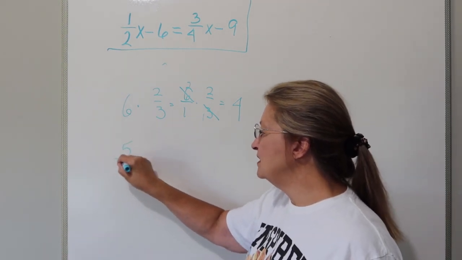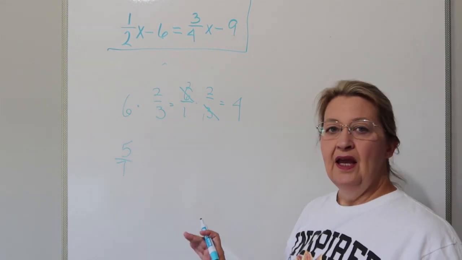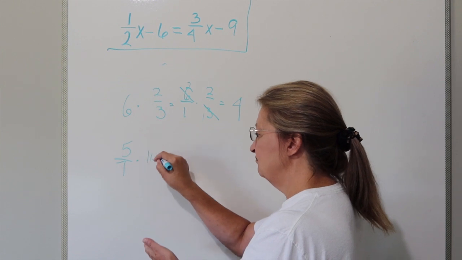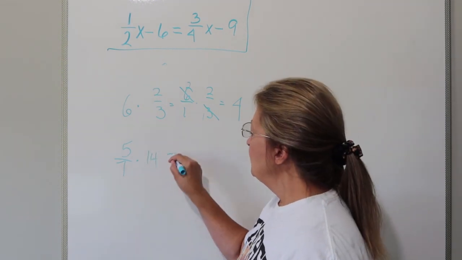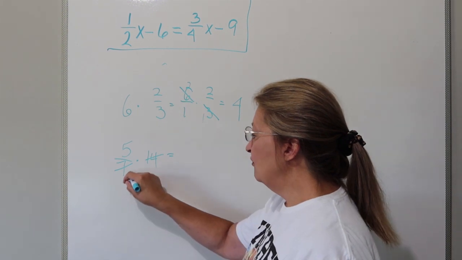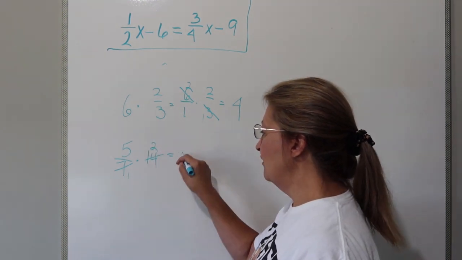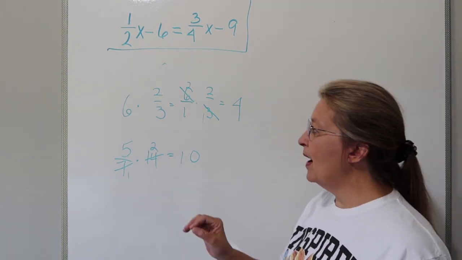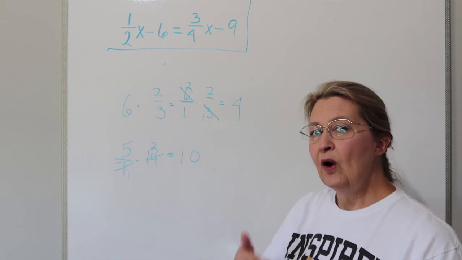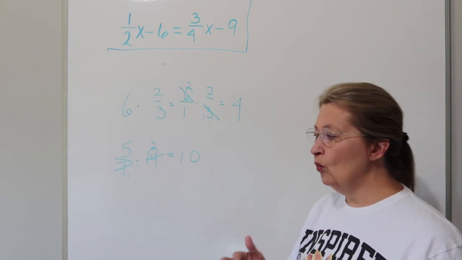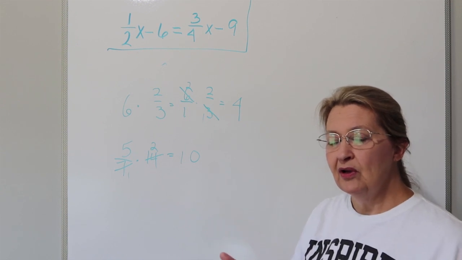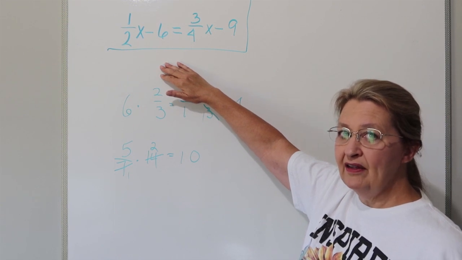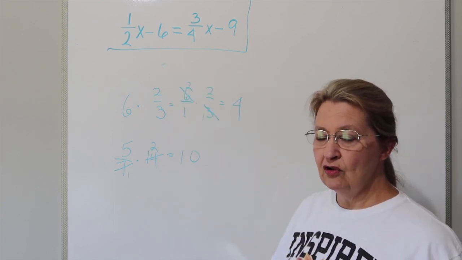So let's look at what happens if I took 5/7 and multiplied that by a multiple of 7. What's a multiple of 7? 14. So how many times does 7 go into 14? 2. And 5 times 2 is 10. So when you multiply a fraction by either its denominator or a multiple of that denominator, what you get is a whole number. You get rid of the fraction. That's the technique we're going to use to simplify this equation a little bit before we ever start solving it.